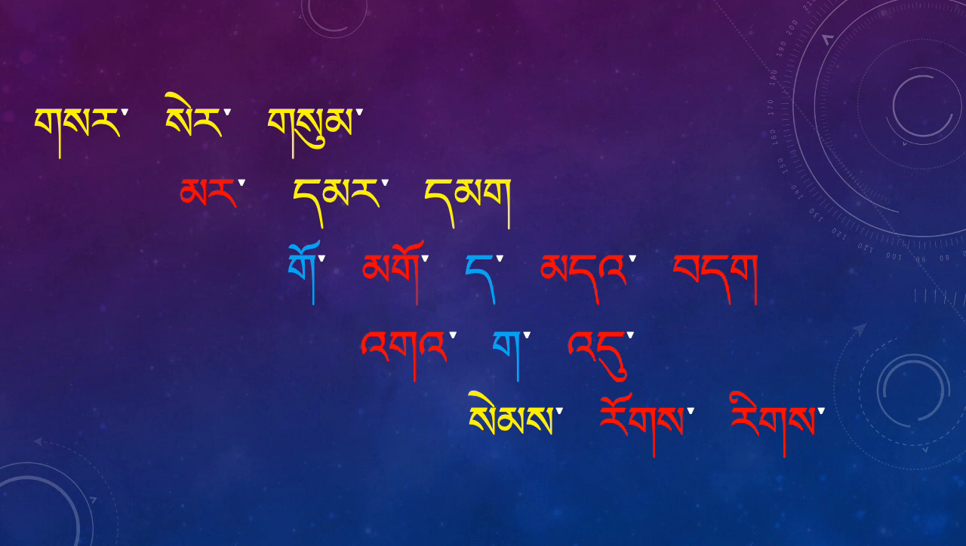Third line: ko, go, ta, da, dak. Fourth line: ga, ka, du. Last line: sem, ro, ri.